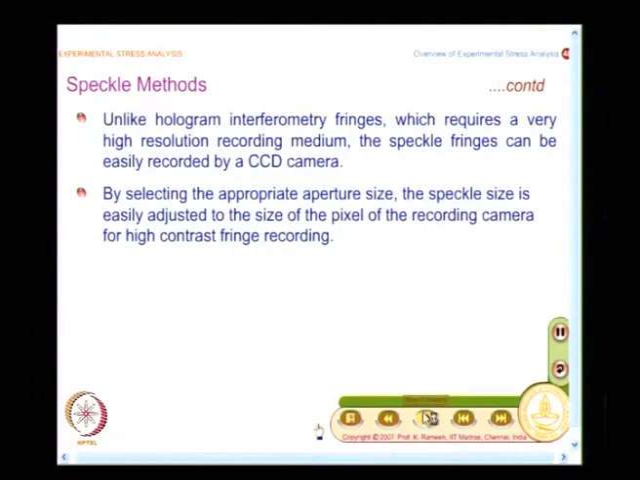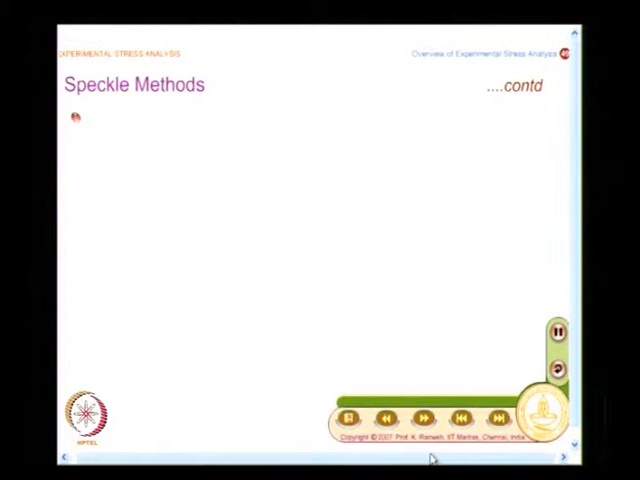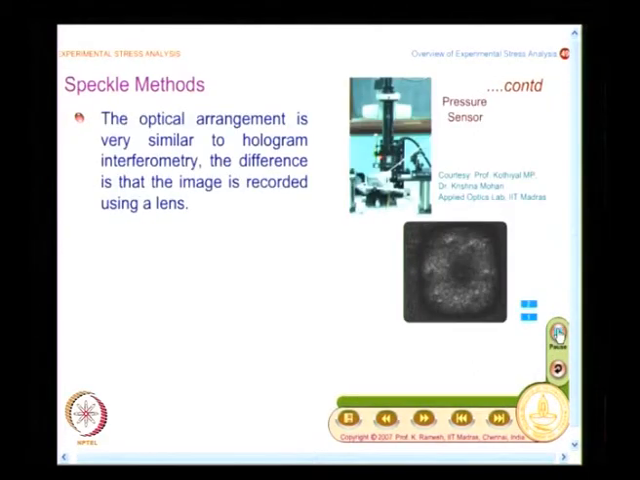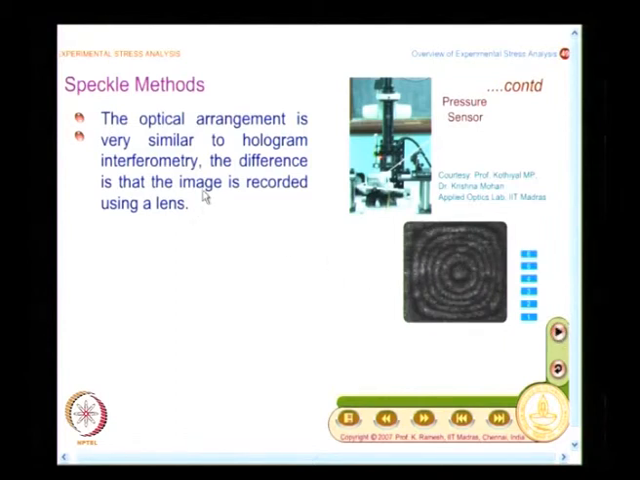And if you look at speckle interferometry, it is again the same as hologram interferometry. It is very similar to what is there in hologram interferometry, and we had seen that hologram recording is a lensless photography. Once you come to speckles, we record only subjective speckles, and subjective speckles are recorded by a lens. So, the difference here is the image is recorded using a lens.